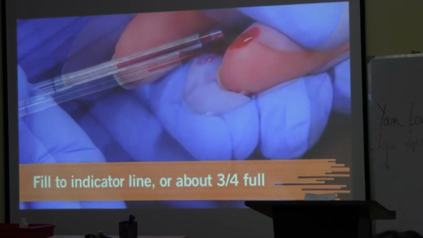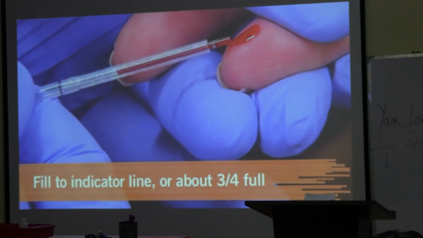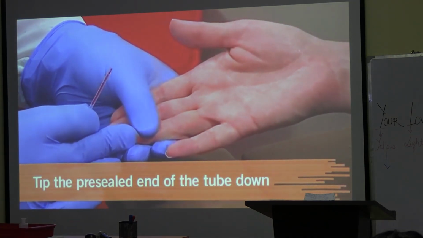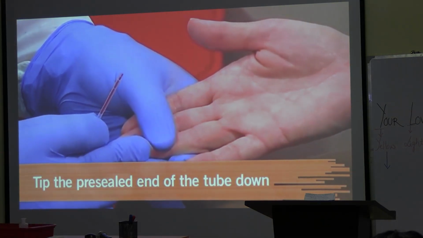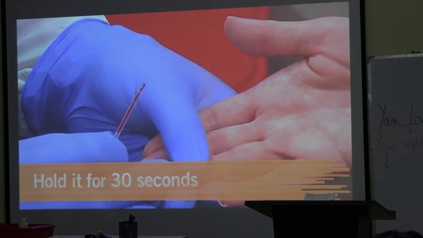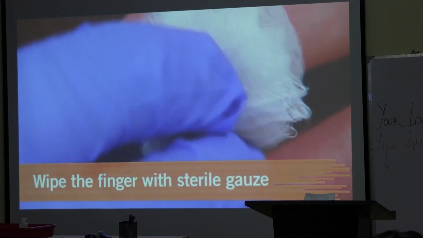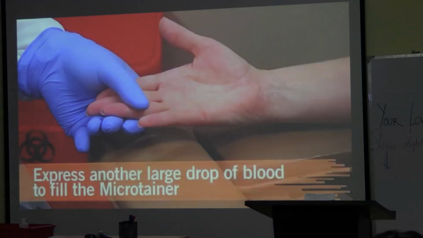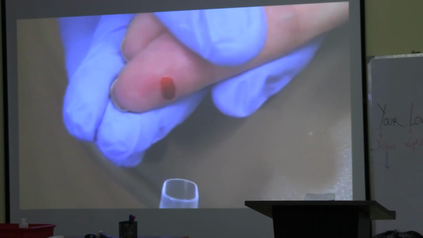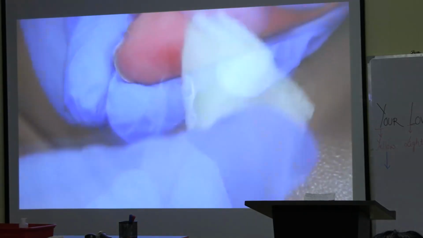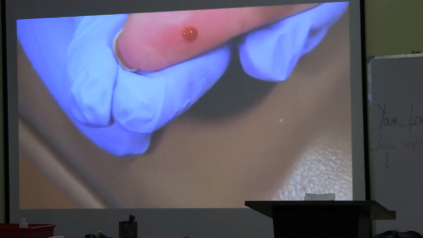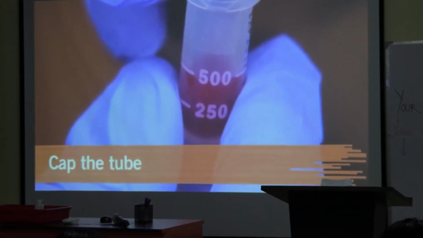Fill the capillary tube about 3/4 full, or to the indicator line if it has one. Pre-sealed end down, tip the tube. When the blood flows down and touches the sealant, hold the tube for 30 seconds to allow it to seal automatically. Wipe the patient's finger with a clean, sterile gauze pad. Express another large drop of blood and fill a microtainer. Don't touch the container to the finger. If more blood is needed, wipe the puncture with sterile gauze and gently squeeze another drop. Then cap the microtainer tube.